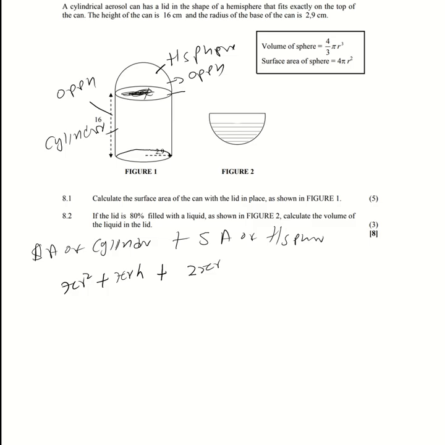Because it's half of it, I divide that by 2, so I will have 2 pi r squared. So what is my pi? The radius here is 2.9, plus pi times radius 2.9 times the height 16, plus 2 pi times radius 2.9 squared. Why am I doing that? Because they said they fit exactly. So now I can punch my calculator to get the answer.